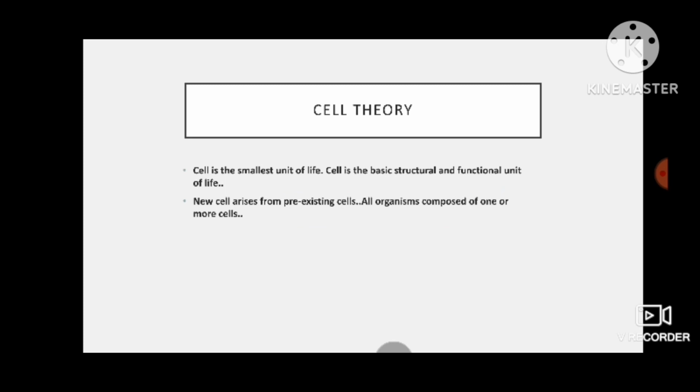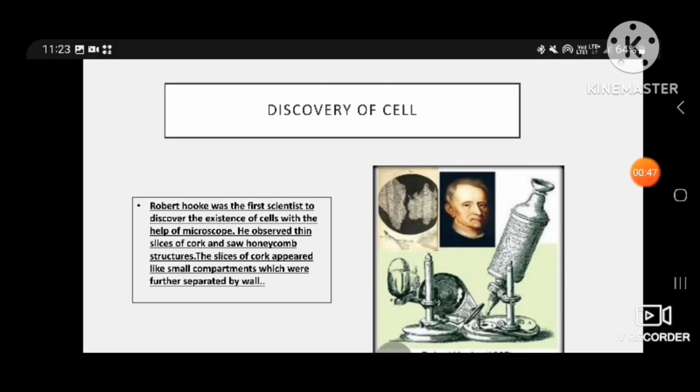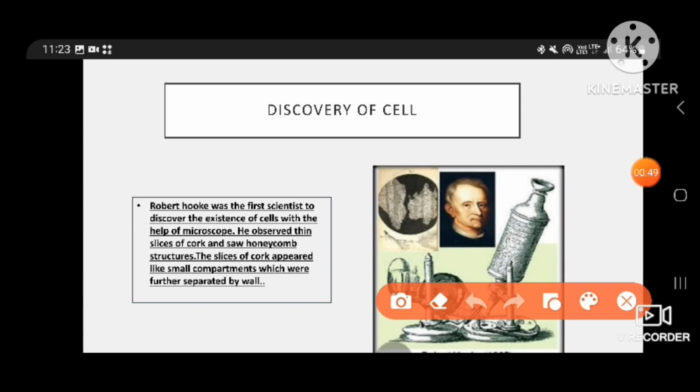Another one is the discovery of the cell. How was the cell discovered? Robert Hooke was the first scientist to discover the existence of cells with the help of a microscope. He observed thin slices of cork and saw a honeycomb-like structure. The slices of cork appeared like small compartments which were separated by walls. So this is basically the discovery of the cell.